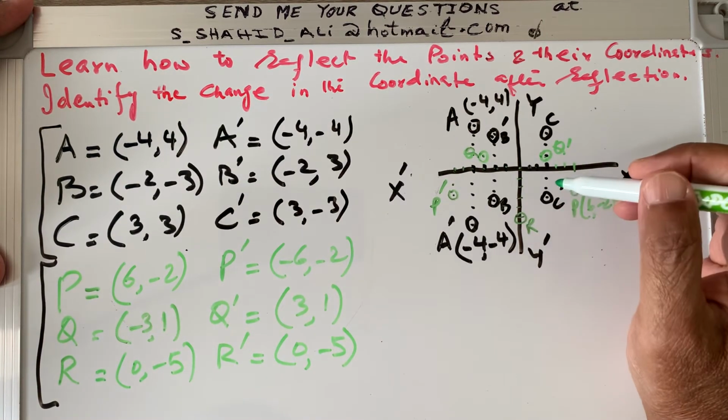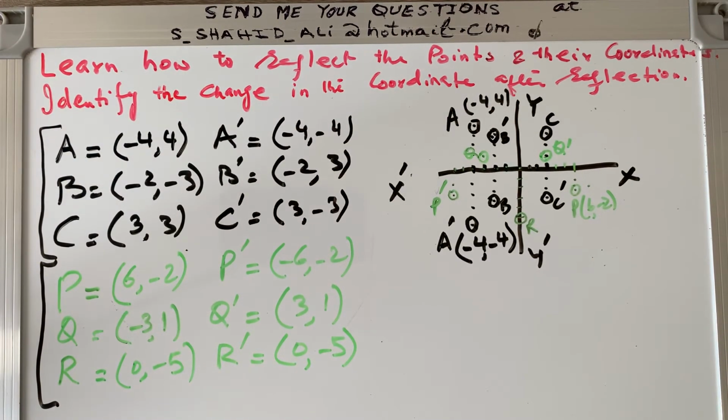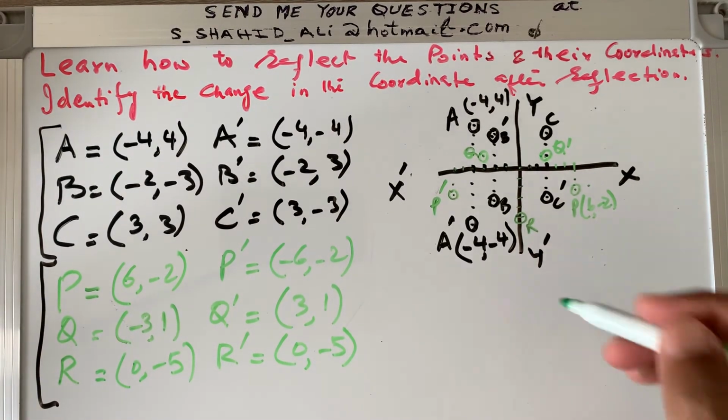So there is no reflection because this point is on the y-axis, so it cannot reflect. If the point is on the x-axis, it cannot reflect. If the point is on the y-axis, it cannot reflect, right? Or it's the same point, you can say. Across the y-axis, it cannot reflect.